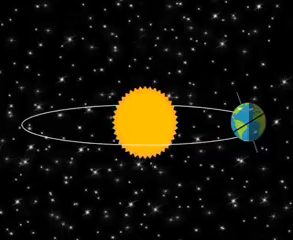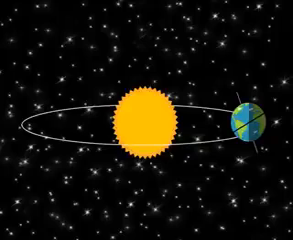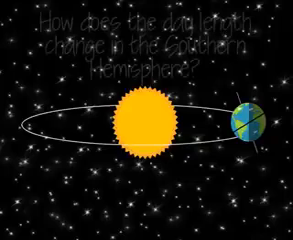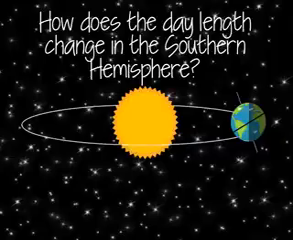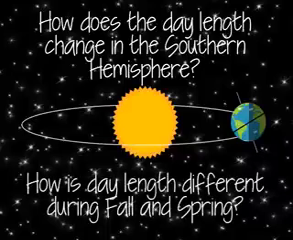Now that you know why the days in summertime are longer and the days in wintertime are shorter in the Northern Hemisphere, you could take this a step farther by researching the following questions. How does day length change in the Southern Hemisphere? Or, how is day length different during fall and spring?